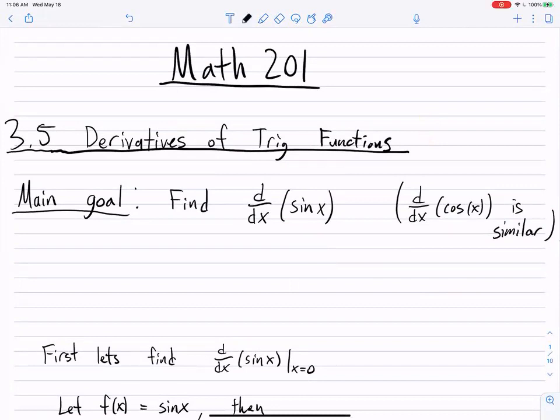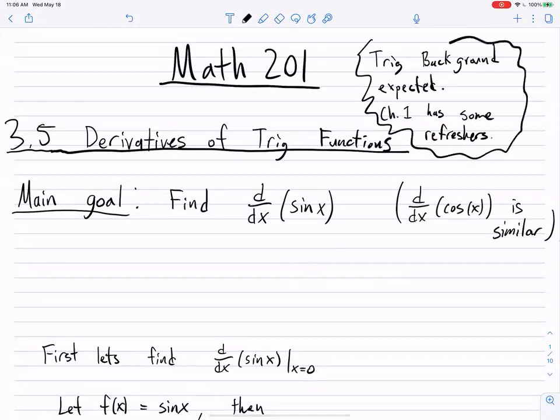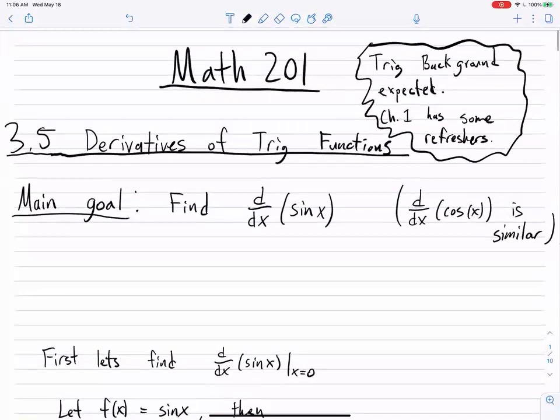So I will say that you need to know trig, and that it's expected you have a trig background, but if you need some refreshers and reminders, chapter 1 has that.